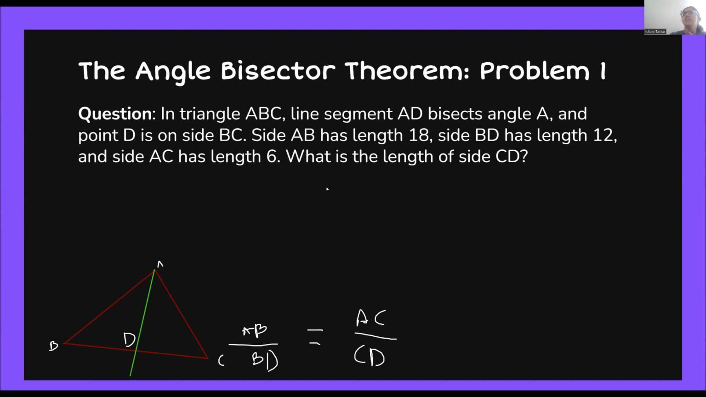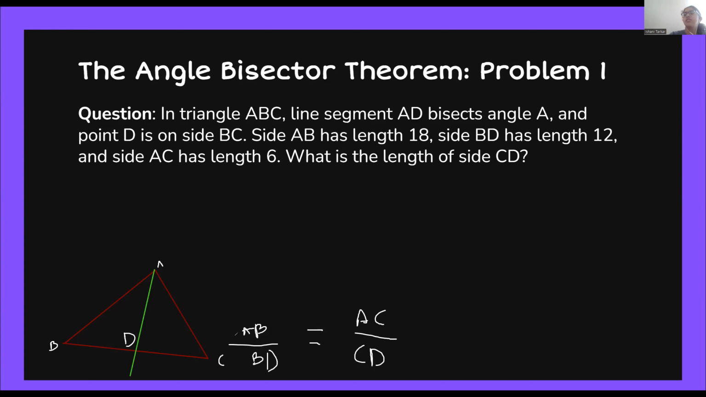Problem 1: in the triangle ABC, line segment AD bisects angle A and point D is on side BC. Side AB has a length of 18, side BD has a length of 12, and side AC has a length of 6. What is the length of side CD? My diagram fits this problem, but other times you might have different angle names like X, Y, Z, or M, or Greek letters. You could have anything as the vertex name, but for this scenario, my diagram is fine. I'm seeing some answers. I'll wait for a few more.